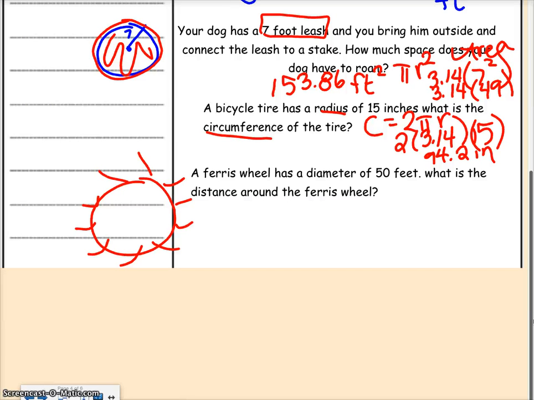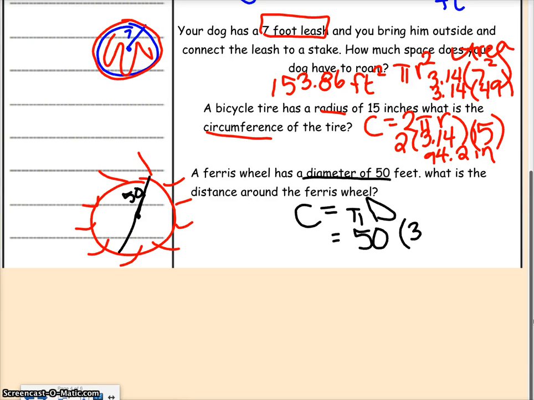So a Ferris wheel, and not to mention I think I'd be sliding off of this one. I have a diameter of 50 feet, so 50 feet is there. Around, what's around? Area or circumference? Circumference. Since this is a diameter, I'm going to use pi times diameter, which equals 50 times 3.14, which is 157 feet, not squared feet. You're not going inside. You're only going around the Ferris wheel.